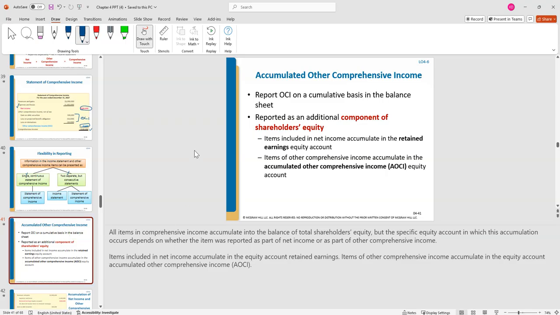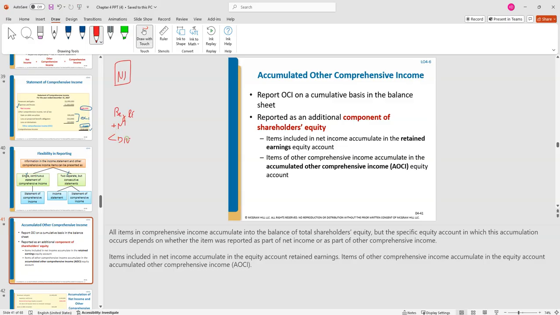So we talked a little bit about other comprehensive income being like a piggy bank, right? With net income, that goes into retained earnings. We have our beginning retained earnings plus our net income or minus our net loss, minus our dividends, which gives us our ending retained earnings, right? That's great. It's like a piggy bank for our net income.